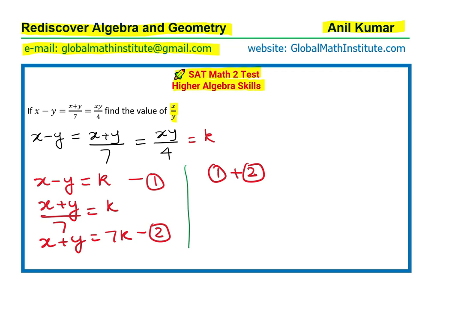So adding these two eliminates y. We get 2x equals k plus 7k, which is 8k, or x is equal to 4k, correct?